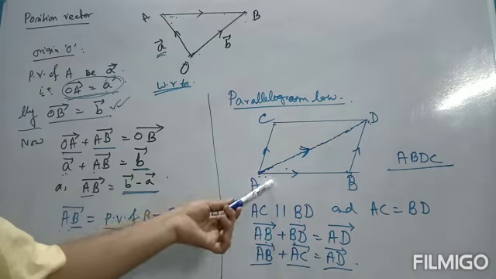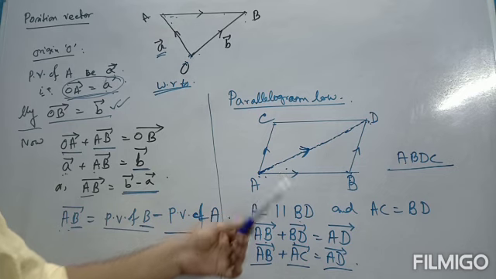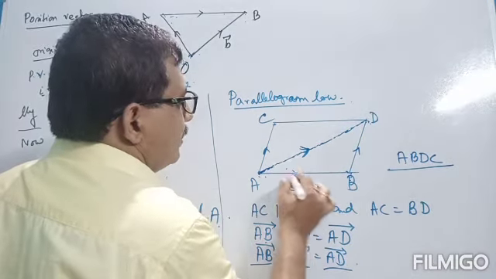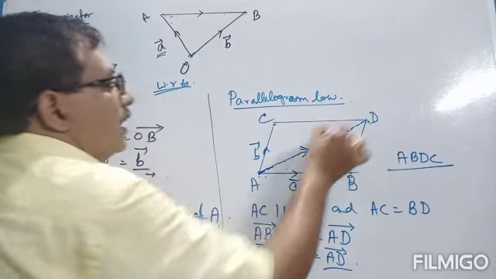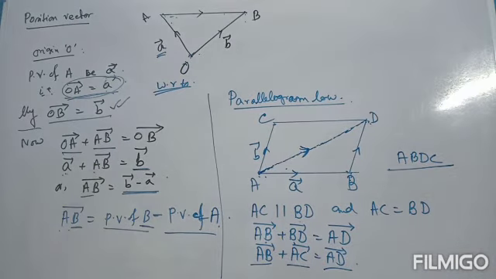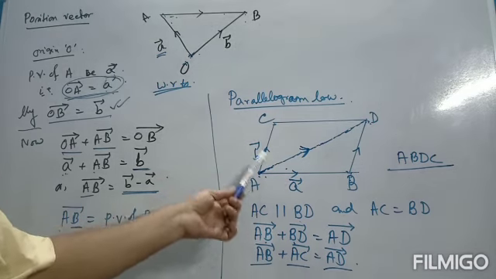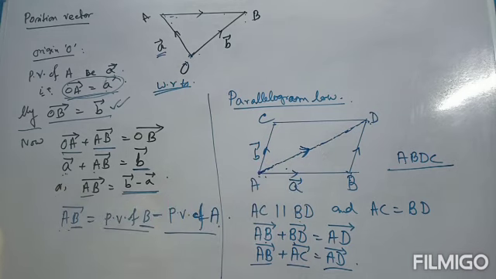So AB and AC are two co-initial vectors, that means initial positions are same. Then their resultant is nothing but, if we complete a parallelogram whose two adjacent sides are A and B, the diagonal of this parallelogram is the resultant of this. Okay.